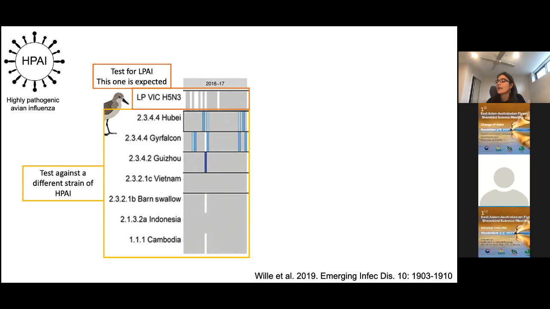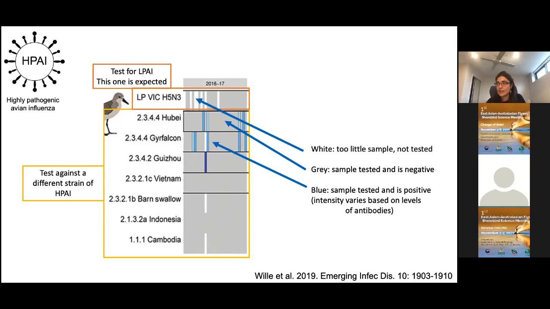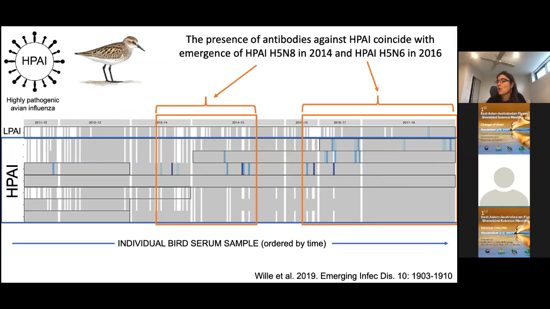And then each blood sample is represented as a column. So if it's white, it means we didn't test with that specific antigen, so that specific virus. If it's gray, it means we tested it and it's negative. And if it's blue, it means we tested it and it's positive. So I'm just going to show you the whole figure now. It's a bit complicated, but hopefully it's all right now.